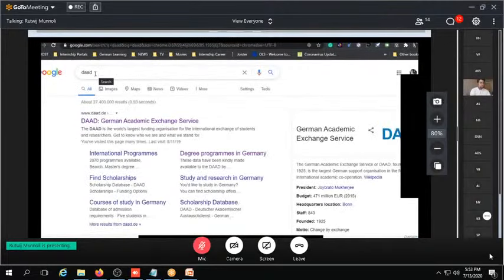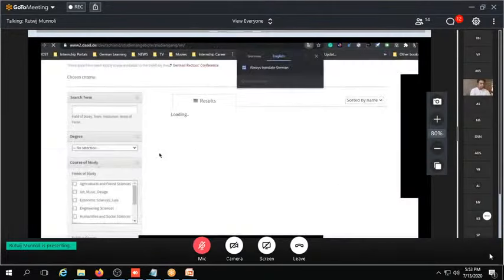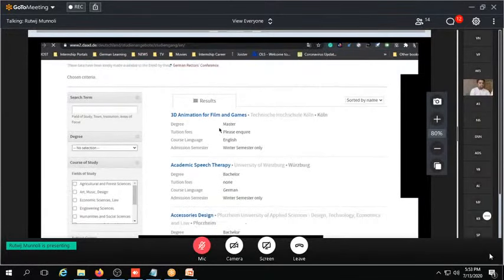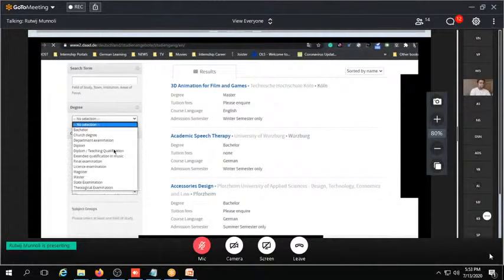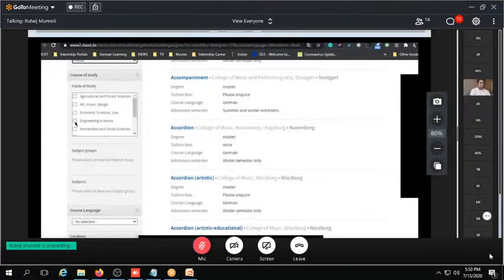So if you just Google that on the Google search page, here you will see degree programs in Germany. If you click on this degree programs in Germany website link, here you will see different courses as well as different universities. In the degree section, select the degree you want to pursue. If you are coming here for masters, just select masters.